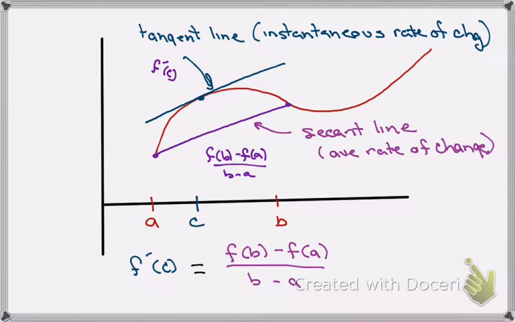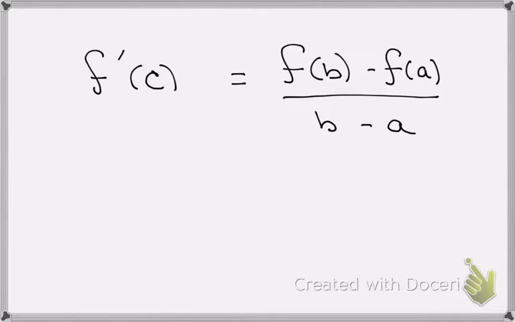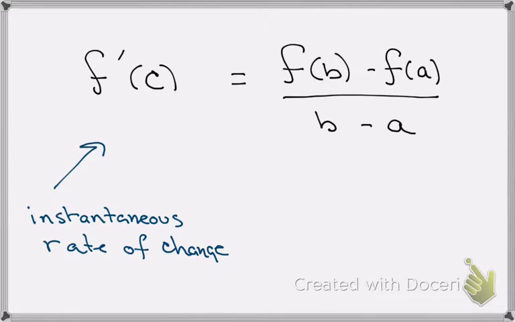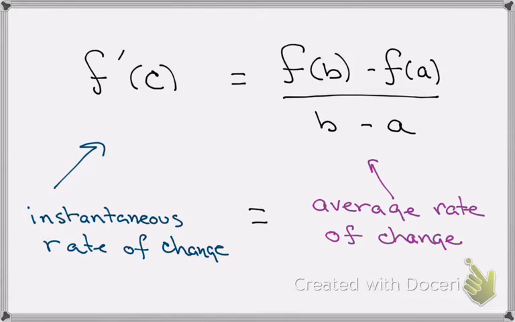And so from this picture, we see that at the point c, which lives somewhere in between a and b, f prime of c is equal to f of b minus f of a over b minus a. Now, what does this really mean? Well, it means that the instantaneous rate of change at c is equal to the average rate of change between b and a.